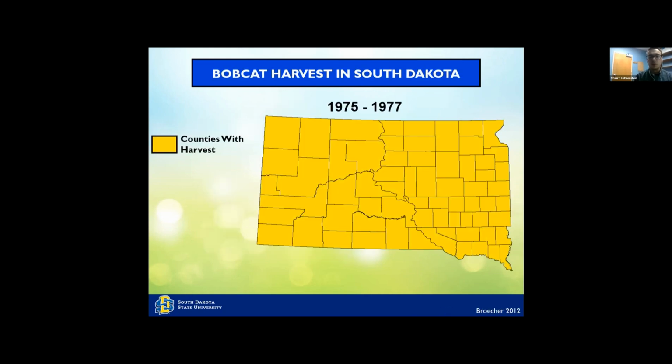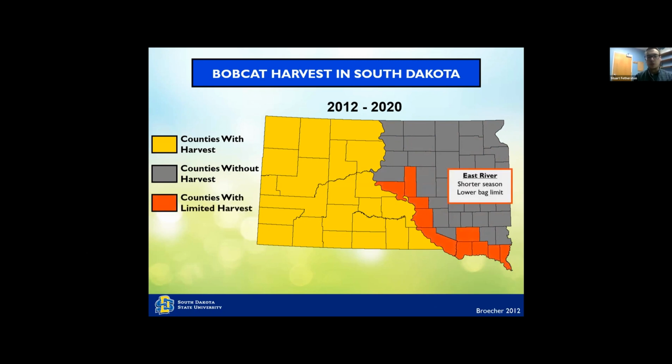And so in South Dakota, harvest of bobcats has been managed since 1975. And in the period from 75 to 77, the entire state was open to harvest. And then from 1977 till 2012, only those counties that are west of the Missouri River were open to harvest. And from 2012 to 2020, a number of counties east of the Missouri River were open for harvest, albeit with a shorter season and a bag limit of 1. And currently the entire state is open for harvest again, but with the same lowered bag limit.